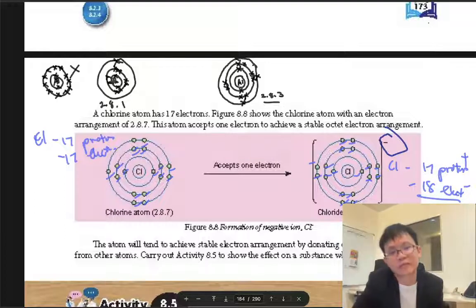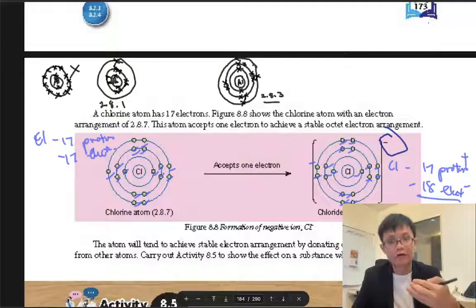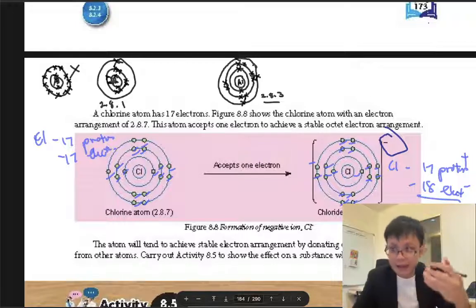I just put the short form e negative. In the exam, please don't do it like that. Okay, an extra of 1 electron. So electrons are more than protons, therefore it is negatively charged. How many additional charges? 1.